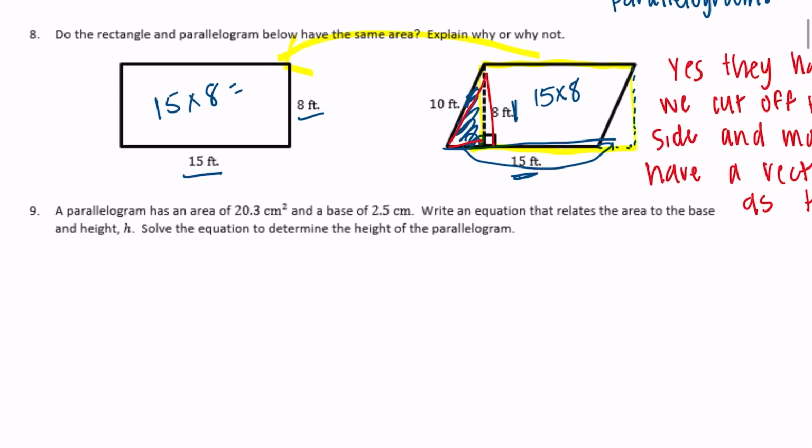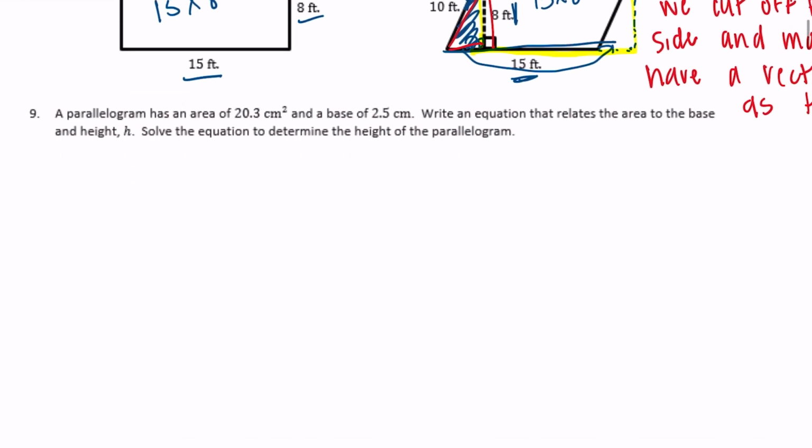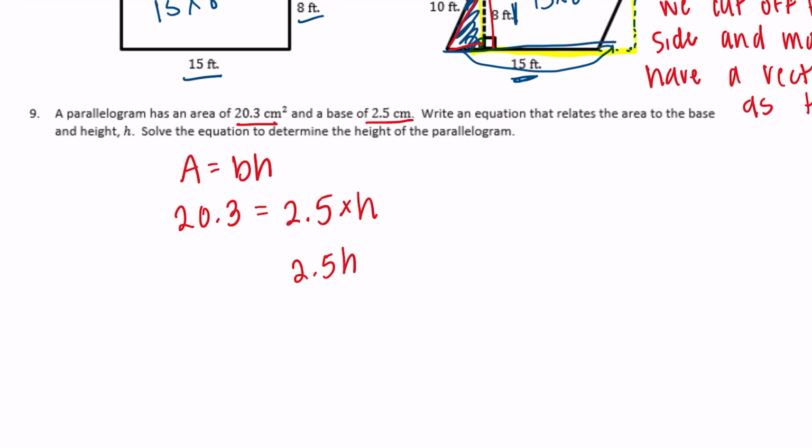And number 9, a parallelogram has an area of 20 3/10 centimeters squared and a base of 2.5 centimeters. Write an equation that relates the area, the base and height h. Solve the equation to determine the height of the parallelogram. Okay, so remember, area is equal to base times height. So here we have the area. So 20 3/10 is equal to base, 2.5 centimeters, times, we don't know the height. So we can solve this equation by dividing 2.5 h by 2.5.